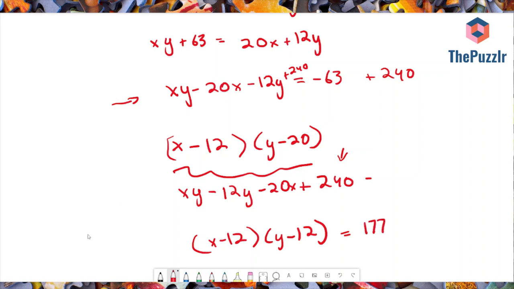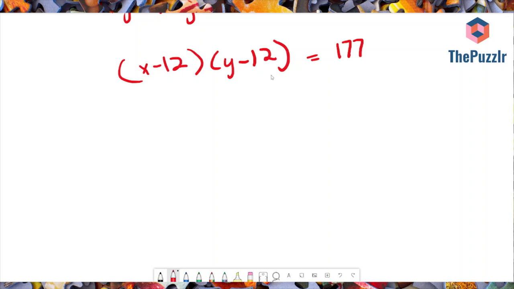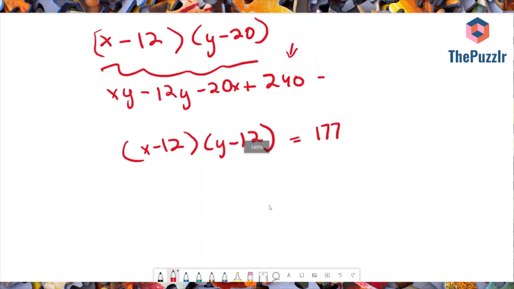which is 177. And here's the second cool thing about Simon's Favorite Factoring Trick. Since we're only dealing with integers, x minus 12 and y minus 20 are going to be factors of 177. So what's the prime factorization of 177? Also, I think I miswrote that; this should be 20. Okay, what do we have? Prime factorization of 177. Well, 177 is divisible by 3, so this is equal to 3 times 59. So 177 equals 3 times 59.